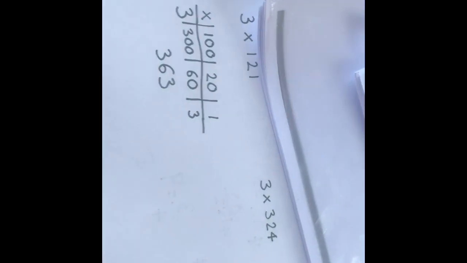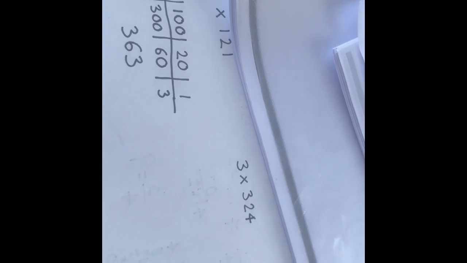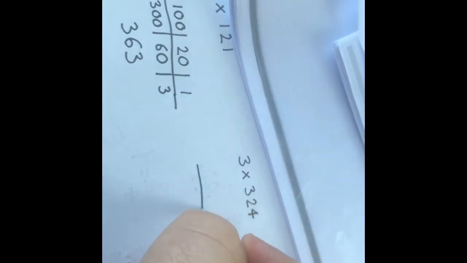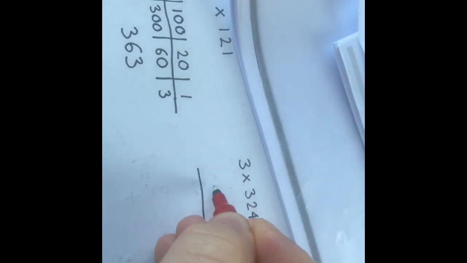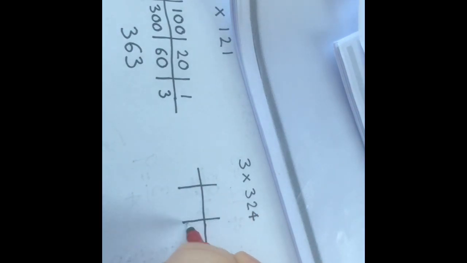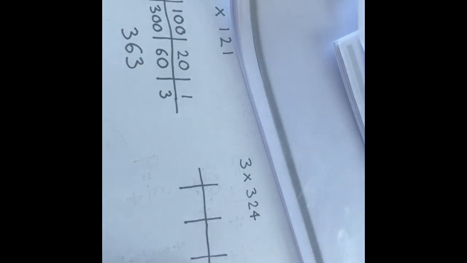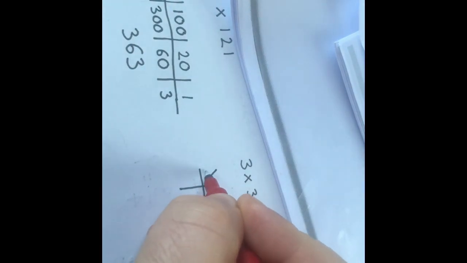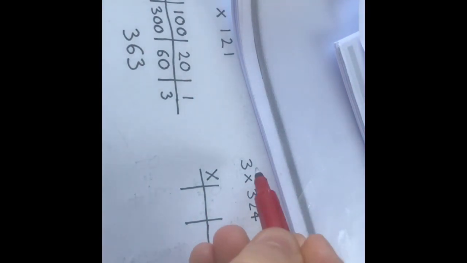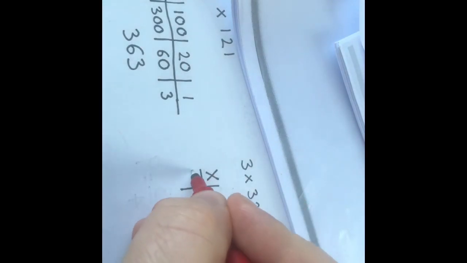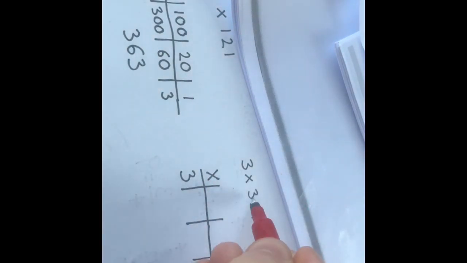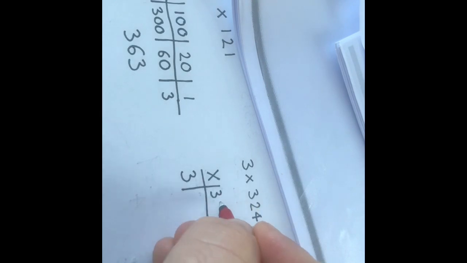Our next question is 3 times 324. We lay it out exactly the same. We do a grid. We need a place for hundreds, tens and ones. It's a times question, so we put a times there. We put a 3 here because we're multiplying the number by 3. This time we are writing 300 in here.